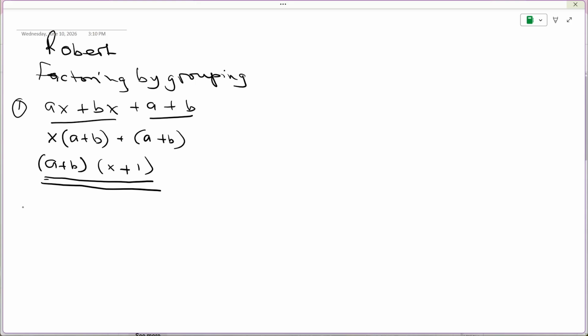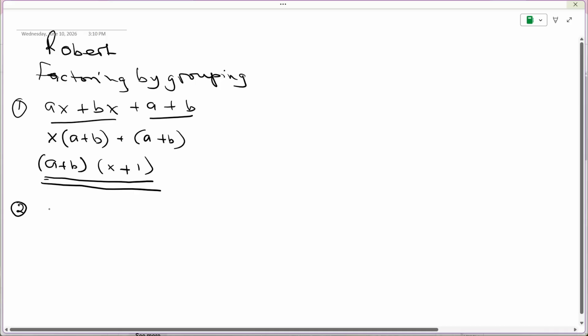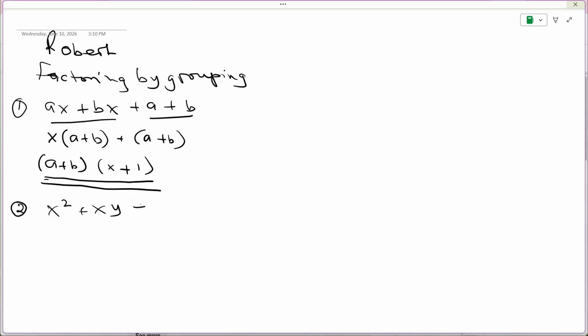All right, let's try now example number 2. If you're given x squared plus xy plus 2x plus 2y. Now, we have to look for the common elements in our expression here. Now, let's take, say, these first two. We find that x is common everywhere. And when we pull x out, then we are left with x plus y.